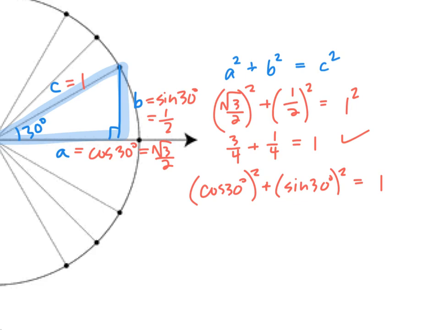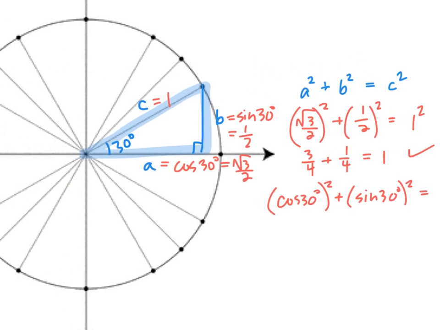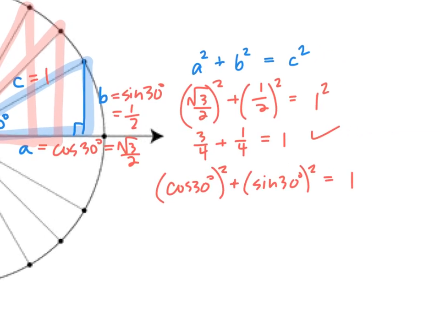Now, I drew a right triangle at 30 degrees, but I don't have to do that. I could draw a right triangle at 45 degrees. I can draw a right triangle at 60 degrees, and everything must follow a squared plus b squared equals c squared. So this angle doesn't matter. I can put any angle in there and it will always be true. That angle just has to be the same angle in both places, and then this will be true. You can put anything you want. You can put 600 degrees if you want, and it will still be true.